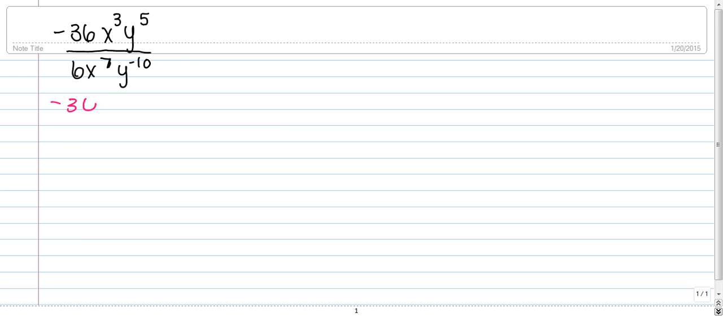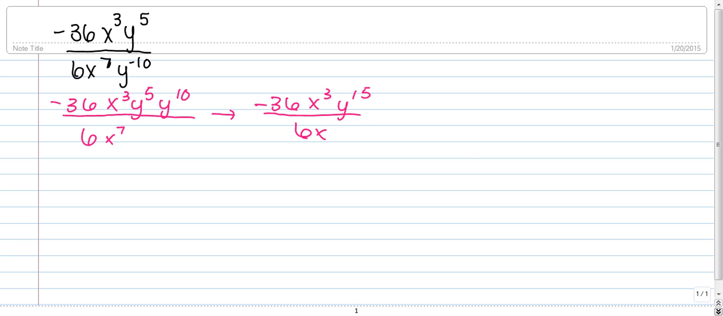So I have negative 36 x cubed y to the 5th y to the 10th divided by, or over, 6x to the 7th. Now on the top, in the numerator, I see that I have y to the 5th and y to the 10th. My property of exponents for multiplication says I can combine these by adding the exponents. So this gives us negative 36 x to the 3rd y to the 5 plus 10, which is 15, over 6x to the 7th power.